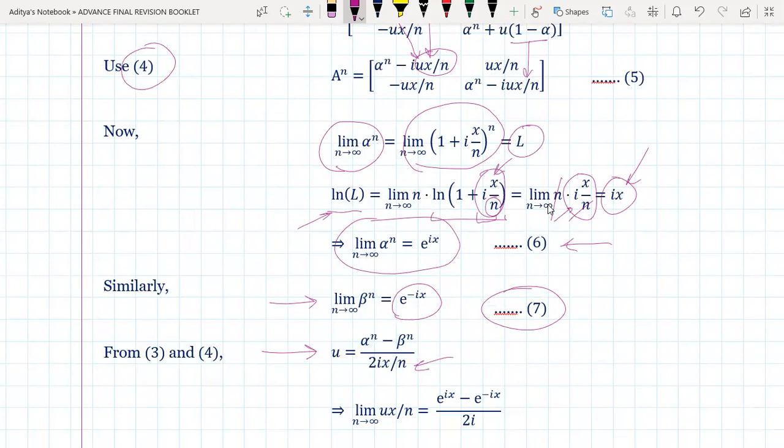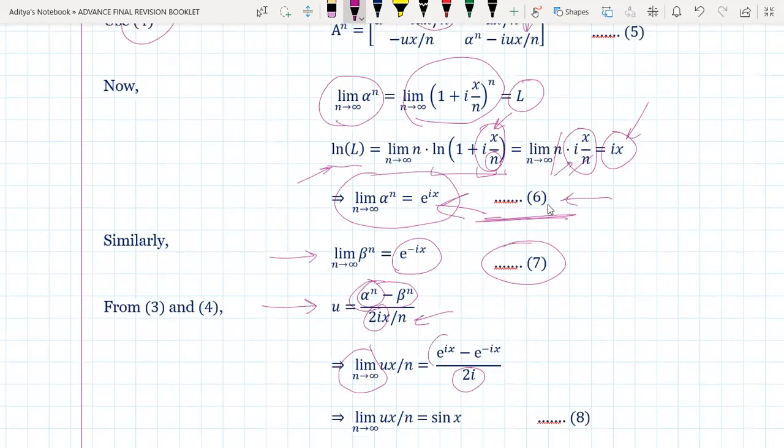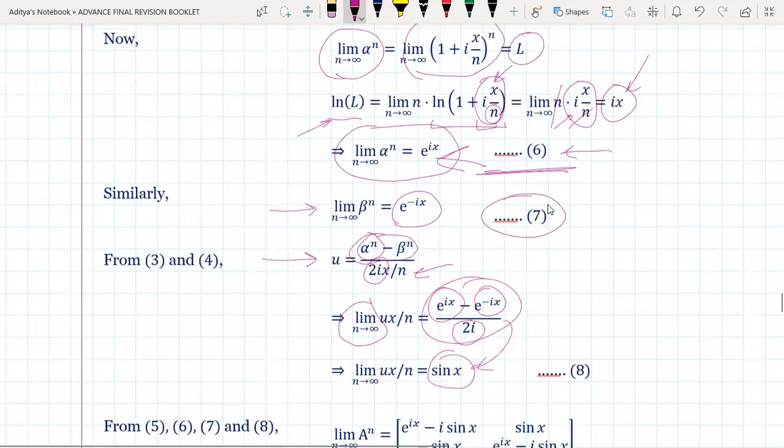So obviously u into x by n would come out to be alpha power n minus beta power n upon 2 iota. So upon 2 iota is here. But since I have also applied the limit, alpha power n limit would be replaced by e power iota x from equation number 6. So that's how we are writing e power iota x and then minus e power minus iota x. Obviously this entire thing simplifies to sine x. So this is equation number 8 that we are getting.